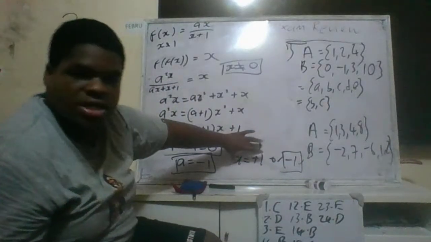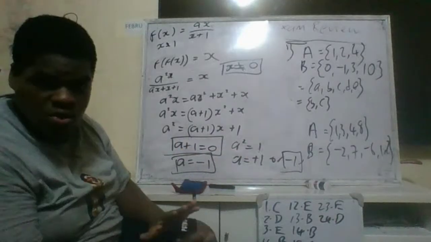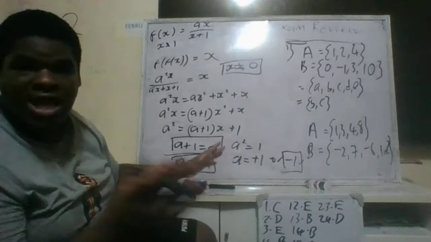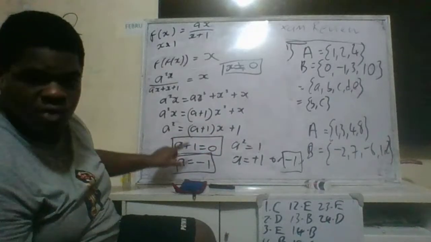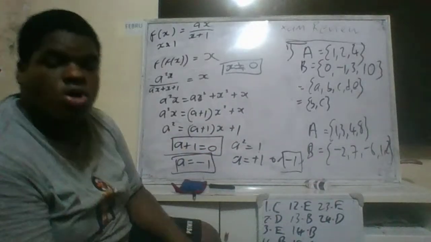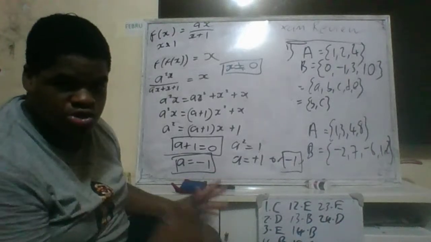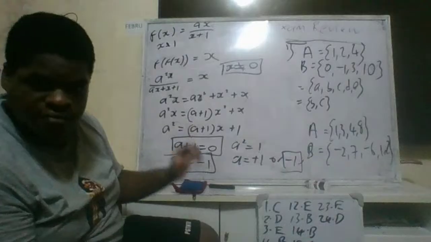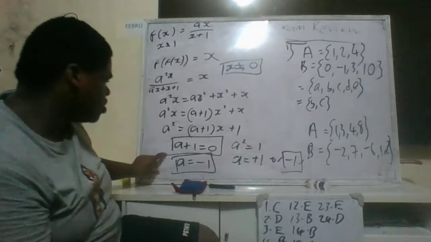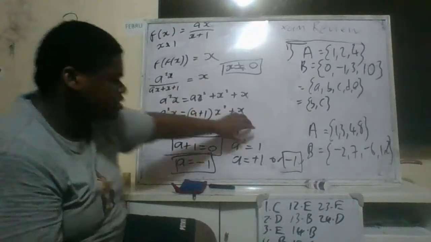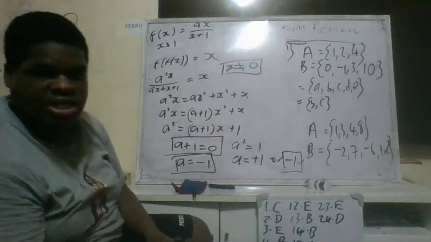If after you have solved this one, you get a equals +1 only, and after you solve the other one, you get a equals -1, then there's no solution. There's no value of a that you can use that will make them equal to each other. But if after you have solved, you get a solution of a that satisfies both equations, the first one and the second one, then that solution will be the correct answer. So we have a is equal to -1 as the correct answer.